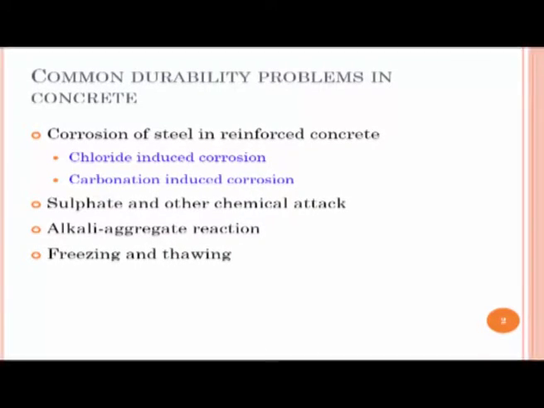So primarily, as far as durability problems in concrete are concerned, the primary problems that we deal with on a regular basis, the biggest problem of all is the corrosion of steel in reinforced concrete. And this corrosion itself is further subdivided into two types. One is chloride induced corrosion, that is the corrosion that happens in coastal environments wherever there is chlorides in the atmosphere or directly from the seawater. And then you have carbonation induced corrosion. Carbonation is a phenomenon that happens more inland, and that is basically the attack of concrete by carbon dioxide. So carbonation induced corrosion and chloride induced corrosion are two major aspects causing corrosion of reinforcing steel in concrete.